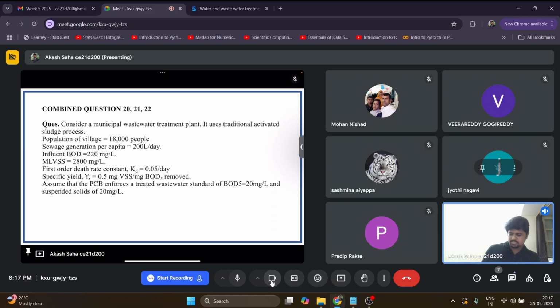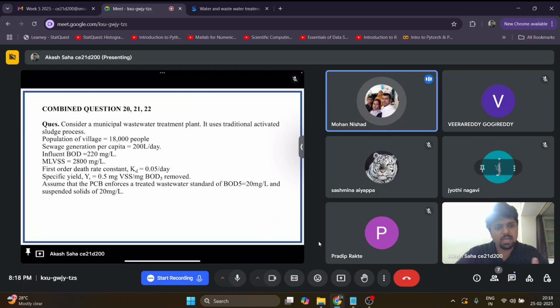Any answer? This is very simple. You can apply a direct formula, and the formula itself is very simple. No need to memorize anything. So what is the HRT? How do we define HRT? Any idea? Yes sir, volume upon flow.